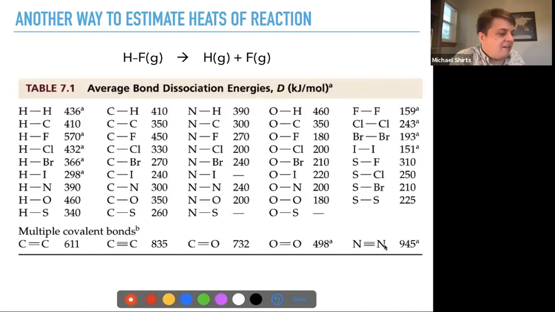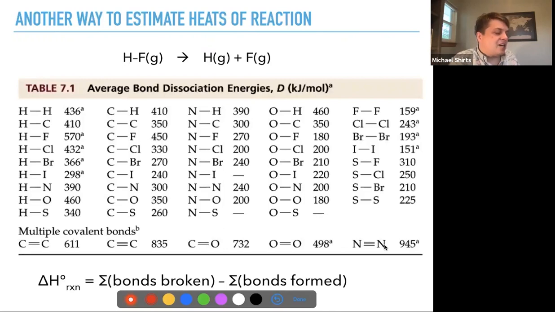So if we have all of these bond dissociations tabulated, we can estimate the heat of reaction by simply looking at the sum of the energy needed when we break all the bonds and subtract out the energy of the bonds formed. So bonds broken minus bonds formed. This is a little different than heat of reaction from heats of formation, right? There it's the heats of formation of the products minus the reactants. In this case, it's bonds broken minus bonds formed.